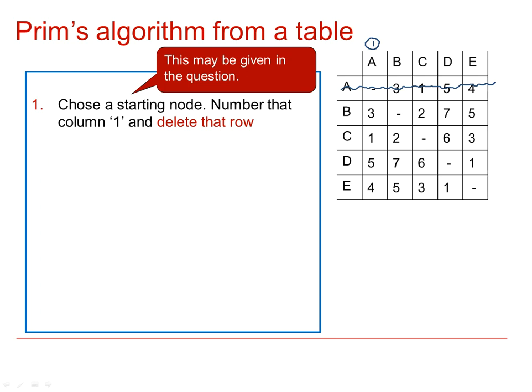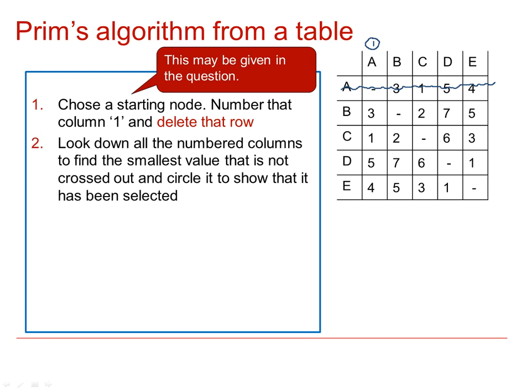The next stage is to say, well, where's A going to be joined onto? So we look down the column that we've numbered, that's the first column, A, and find the smallest value, the greedy part of the algorithm coming in there. And we put a circle around that to show that that's the one that we've chosen. So there we would be choosing C. So we would then make a note of that and say that the first one we've chosen was AC and its length 1.